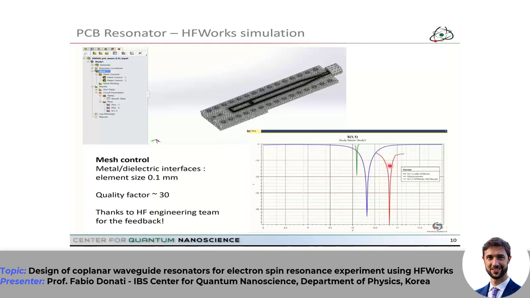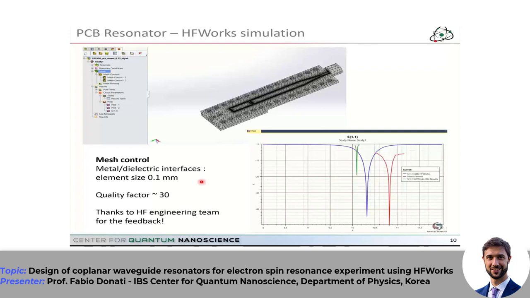Now, as a comparison, I wanted to show our first attempt without setting the proper mesh precision on the edges. You see, this is the green line. So we are very far off with the frequency, but also with the Q factor. So thanks a lot to the engineering team from HFWorks. They gave a big hand in this study. Now, I could show you more results on this, but due to limited time, I wanted to move on and show also the next step of our research.